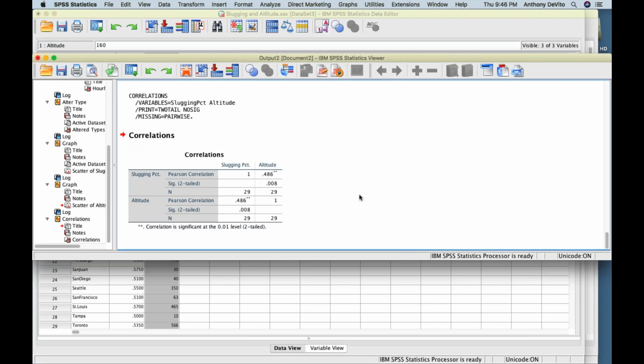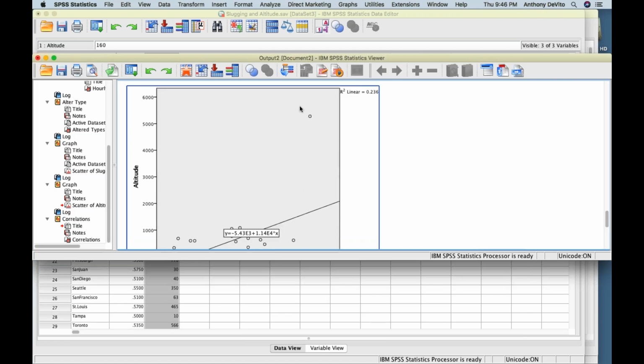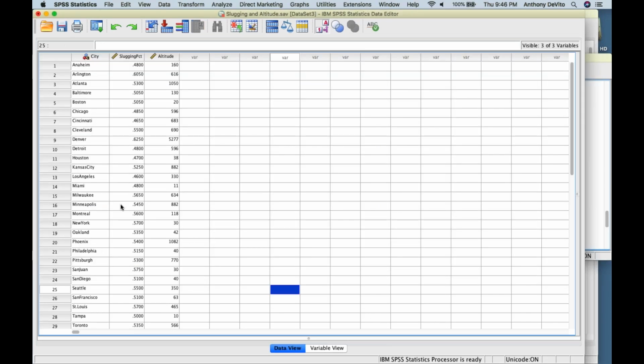But I'm very uncomfortable with that outlier, that 5,000 feet. I want to take that out of the mix and see if it affects this. And I suspect it's going to have a big effect on that. So I'm thinking that's Denver. So let's go in here.